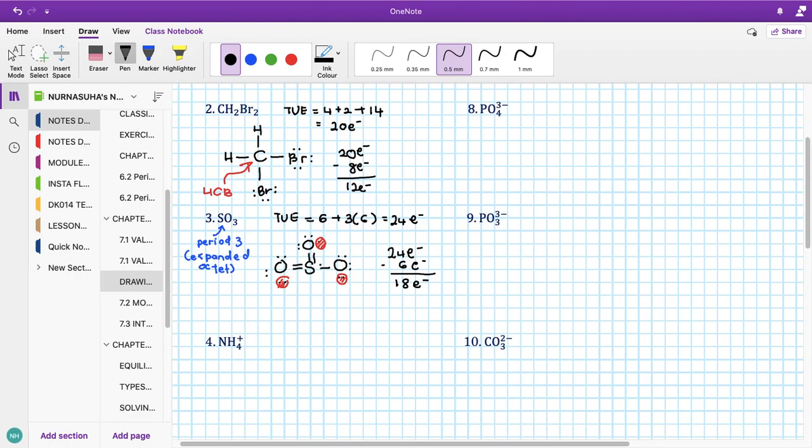And there's another double bond over here. So basically, as you can see over here, this sulfur has 12 valence electron. So tadi Miss cakap sulfur ada 6. Kenapa tiba-tiba jadi 12? Okay, now yang 6 tadi adalah valence electron bila sulfur tu dalam keadaan atom.